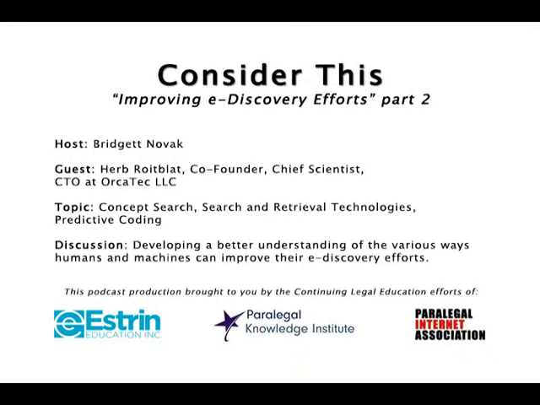responsive. So once again, we're talking to Herb Roitblat, co-founder, chief scientist, and chief technology officer of OrcaTec. In addition to which of these methods one might choose to use, Herb, and their various pros and cons, isn't there also the question of the order the things should be done in? I mean, if you're going to use more than one predictive coding method or more than one search and retrieval method, which one you should do first?